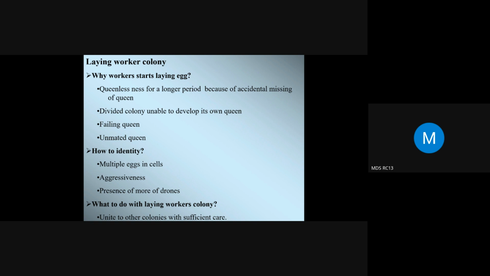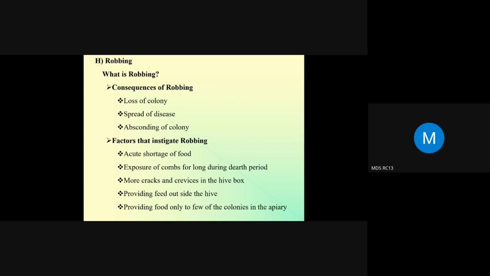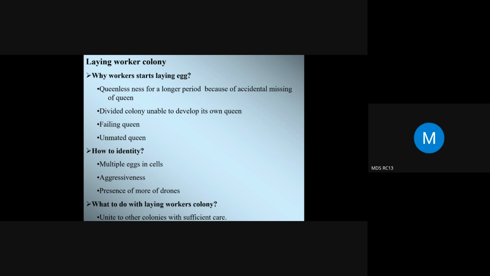What to do with a laying worker colony? In a laying worker colony, the queen is generally absent and the colony strength will be lower. In such a condition, there will be only a few hundred workers, less than 1,000 or 2,000 workers in the colony. In such a condition, you can unite it with other colonies. But uniting has a technique, as I told you. You can't just simply leave those workers in other colonies. If you do, the workers of that colony may kill the newly introduced adult workers. Okay, this is about the laying worker colony.